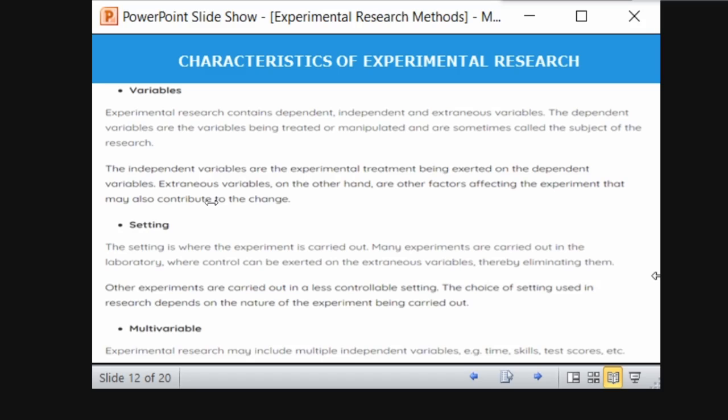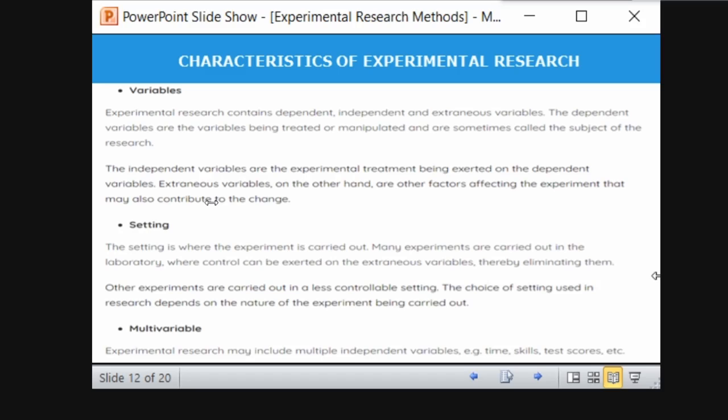So where you are carrying out the experiment is the setting, okay. In the plant example, the choice of setting is home or outside, in sunlight, right? In certain cases in physics you have to carry out the experiment in a lab, in order to eliminate the extraneous variables.